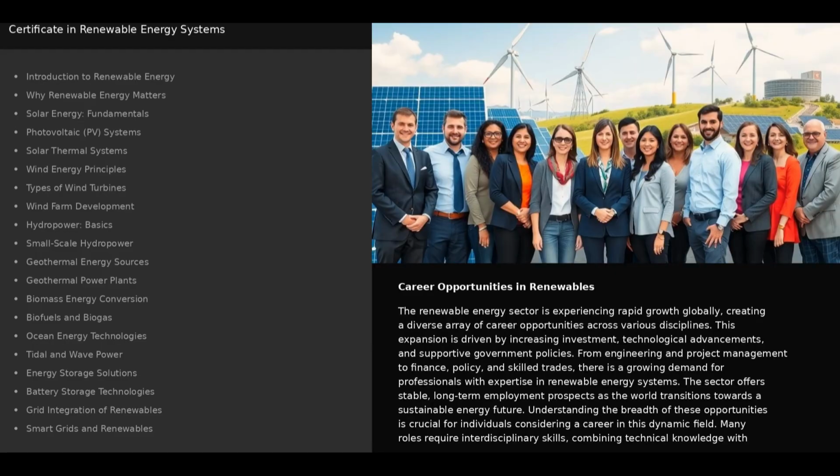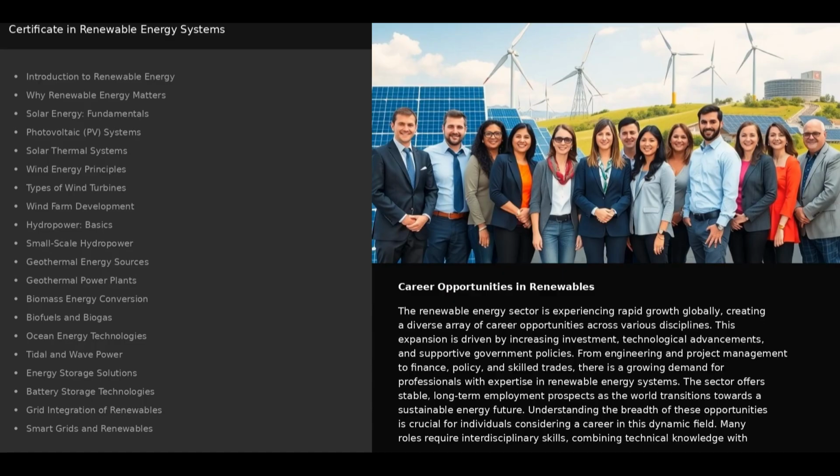Career opportunities in renewables. The renewable energy sector is experiencing rapid growth globally, creating a diverse array of career opportunities across various disciplines. This expansion is driven by increasing investment, technological advancements, and supportive government policies. From engineering and project management to finance, policy, and skilled trades, there is a growing demand for professionals with expertise in renewable energy systems. The sector offers stable, long-term employment prospects as the world transitions towards a sustainable energy future.